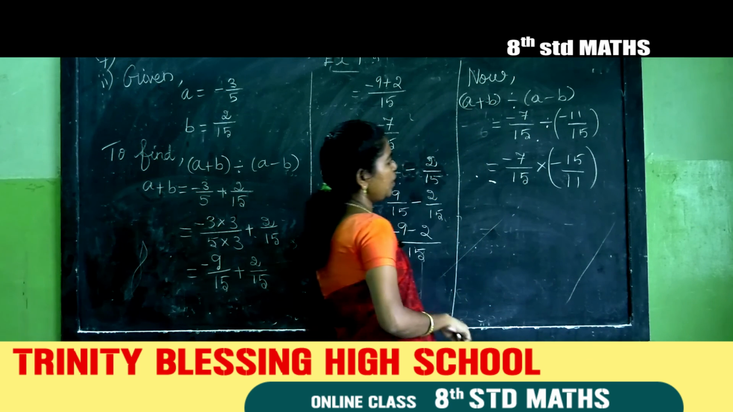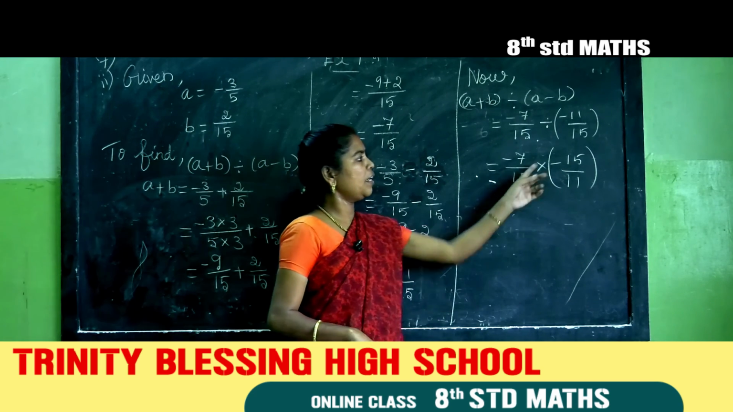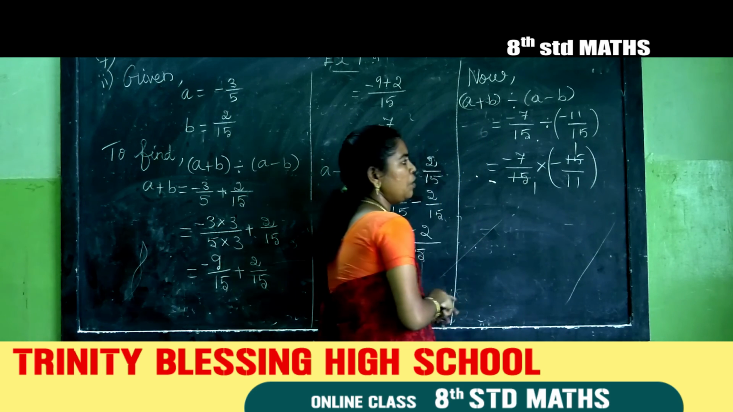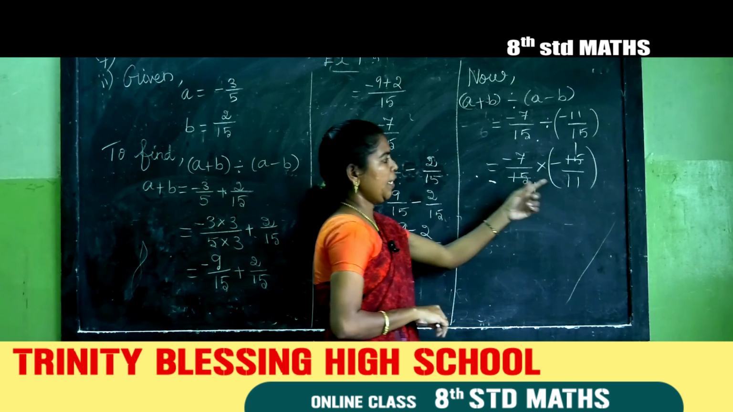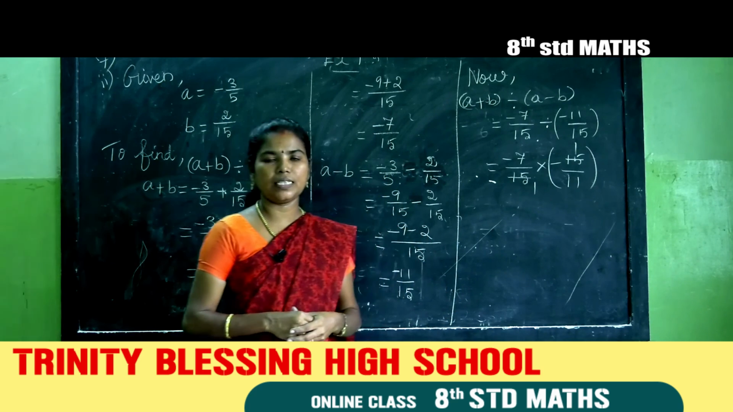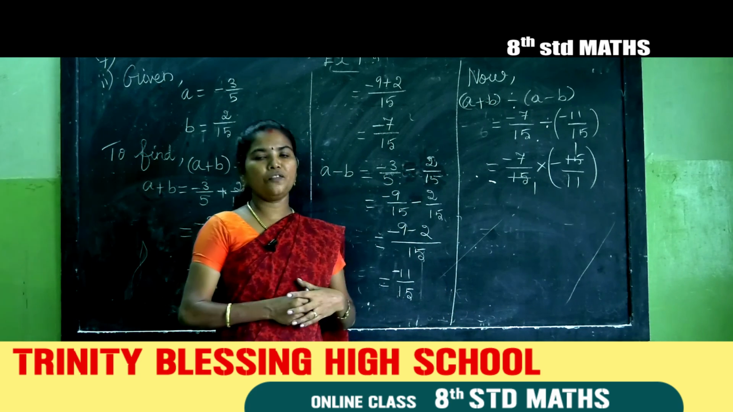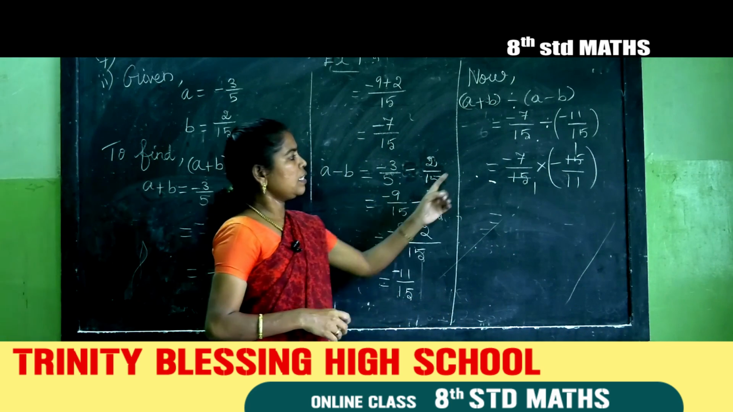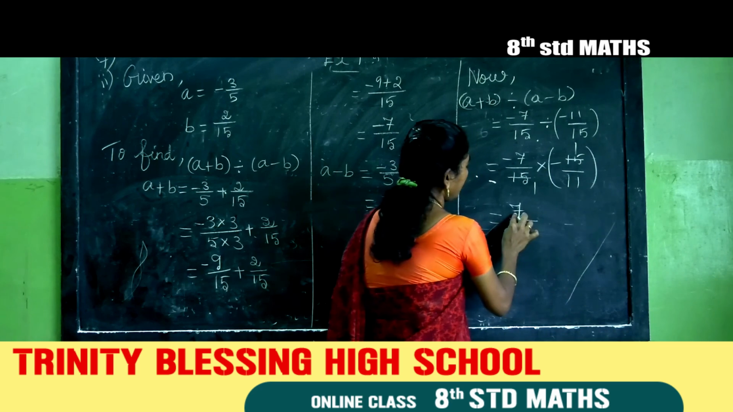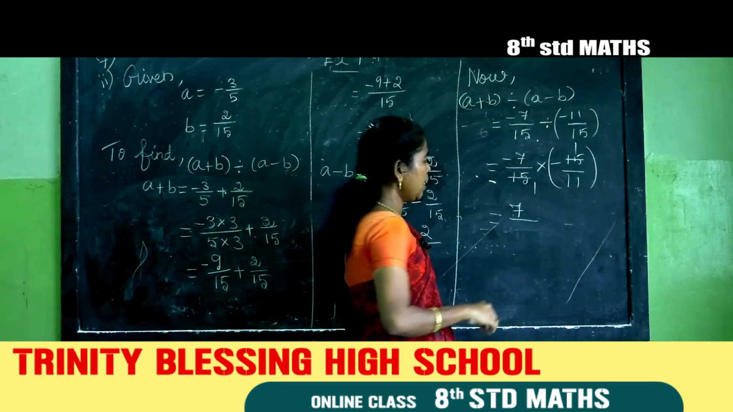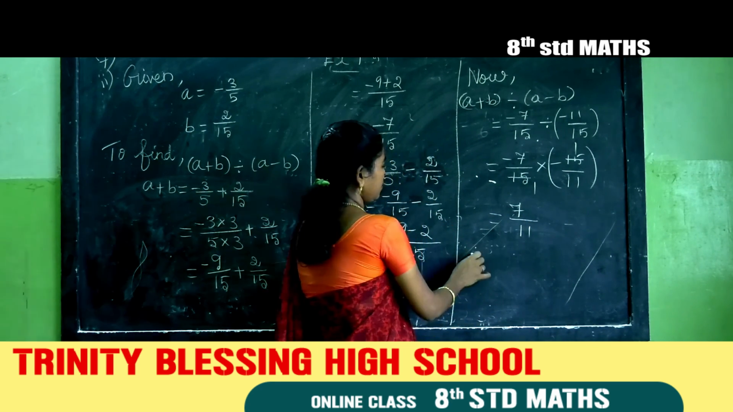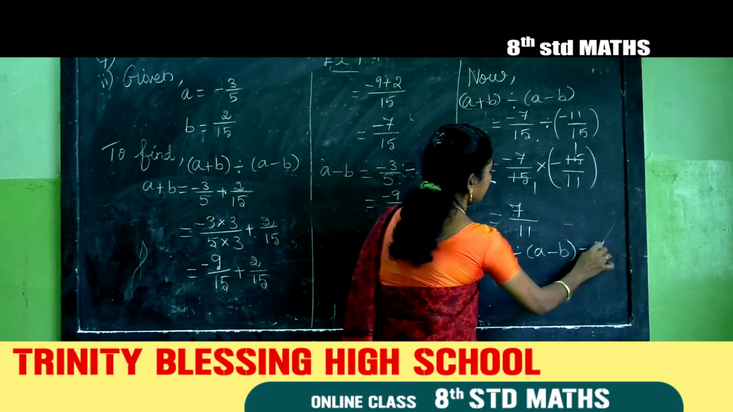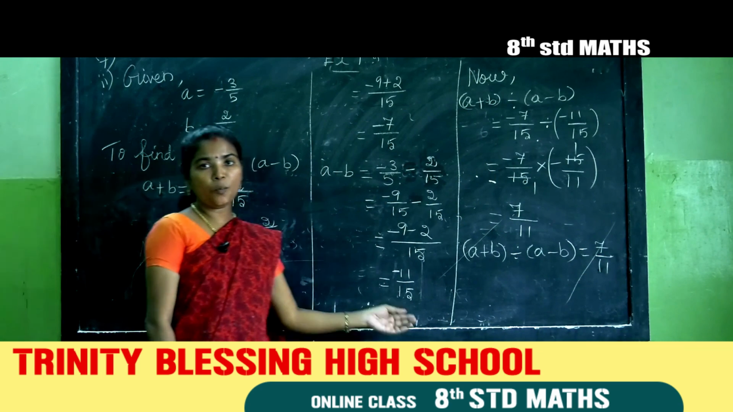Now here also it is very simple because the numerator and denominator have the same number, so we can cancel. 1 15 is 15, here also 1 15 is 15. Now this numerator and this denominator have no common divisors, so we can multiply the numerator first, then the denominator. Here minus into minus, plus. 7 ones are 7. Here the denominator is 1 into 11, 1 11 is 11. So our answer is a plus b divided by a minus b equal to 7 by 11. I hope you can understand.